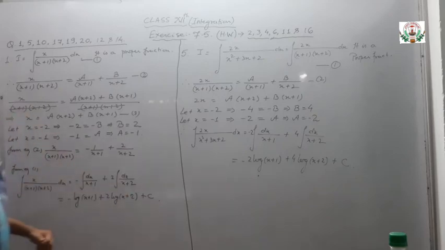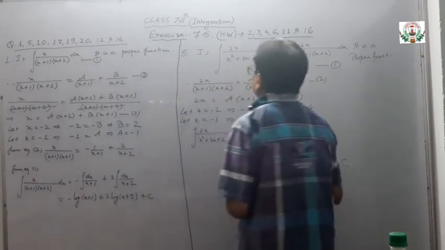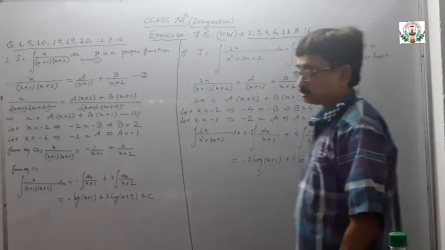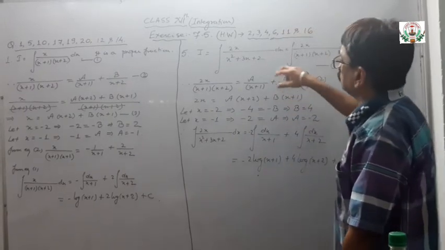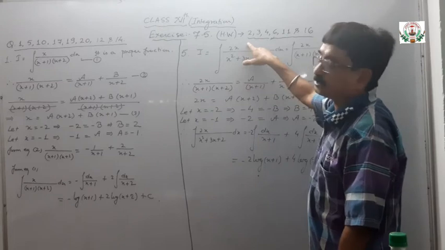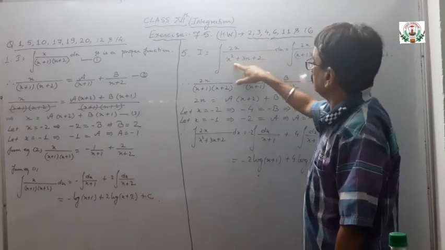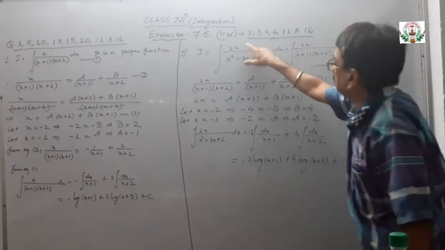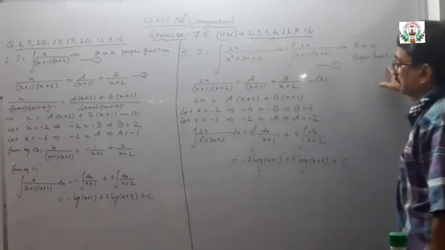Okay. Now the second question, that is question number 5. Integration I equals 2x upon x square plus 3x plus 2. First of all, we differentiate the denominator to check. We are not getting 2x plus 3 here, so we will factorize it as (x plus 1)(x plus 2). The degree of the numerator is 1 and the degree of the denominator is 2, so it is a proper fraction.